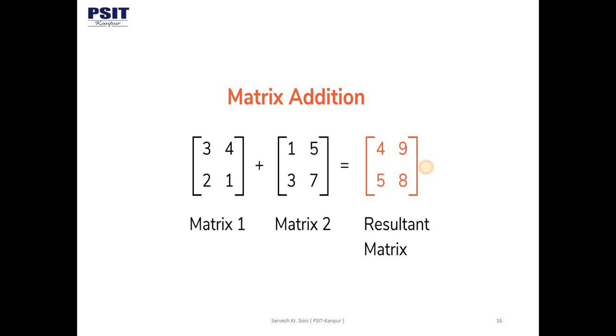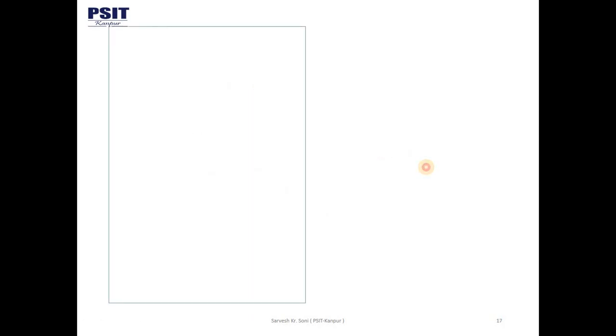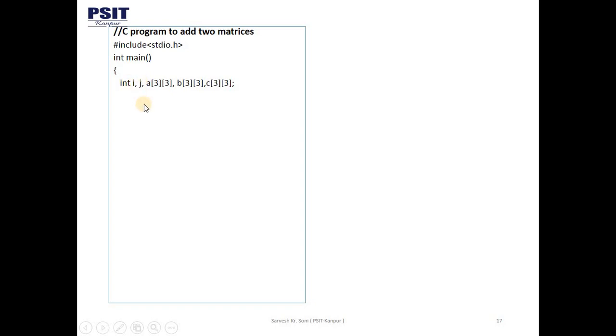Now if we talk about the programming logic, this is the logic of the C program to add two matrices. First of all I have attached the header file stdio.h by using the hash include directive. Then start the main function. In this function I have declared three arrays. One is A of size 3 cross 3, another one is B, and similarly array C. All the matrices are of order 3 cross 3. Two variables are required for looping purposes, I and J.